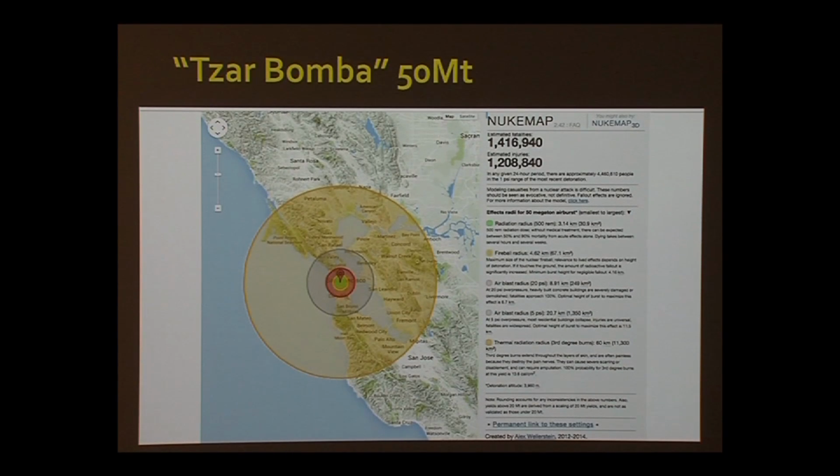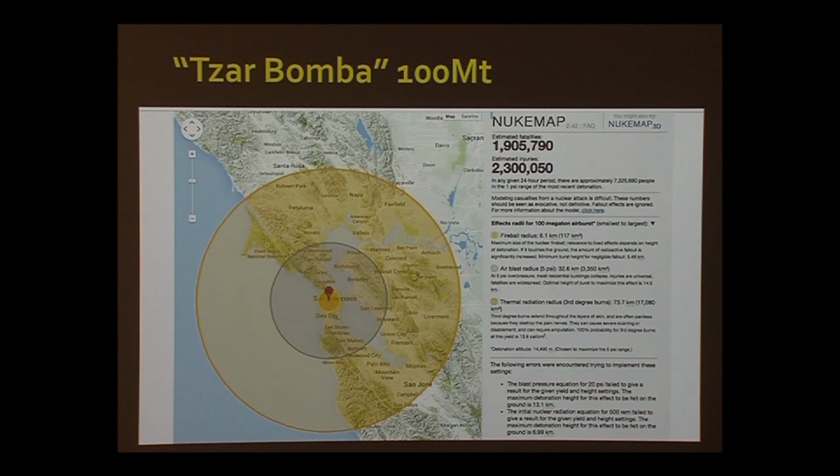The Soviets at the time said they had been able to rig a bomb to be 100 megatons, and that bomb they thought could maybe get thermal burns almost to Santa Rosa. I mean, that's a massive explosion, but that bomb was never tested.